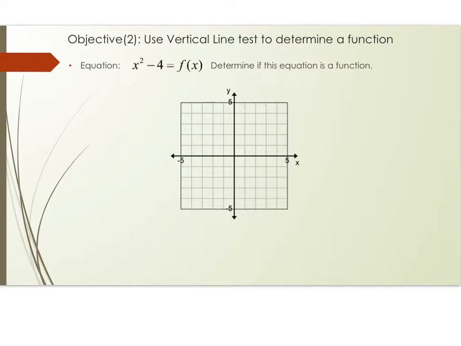So our next objective is to use the vertical line test to determine a function. So we have the equation x squared minus 4 is equal to f of x. And we want to determine if this equation is a function. So I'd like you to pause the video and graph the equation, and then we want you to figure out whether or not this is actually a function.